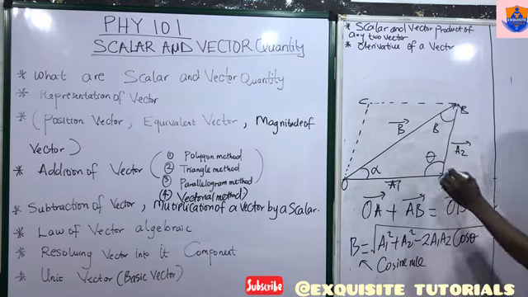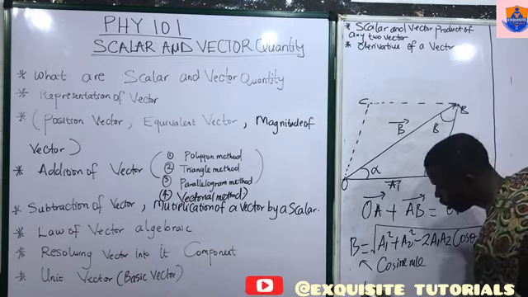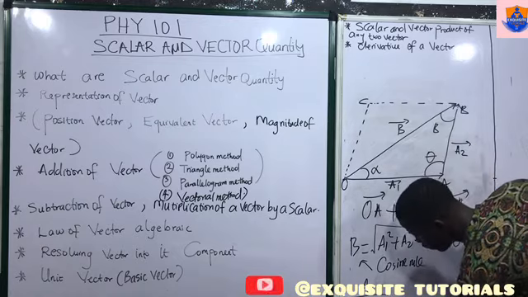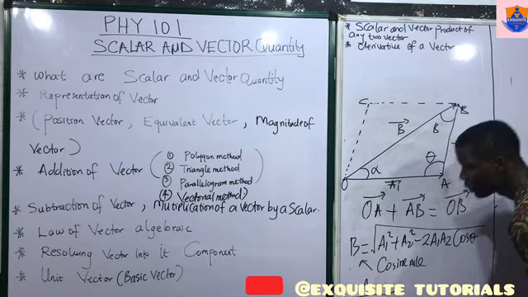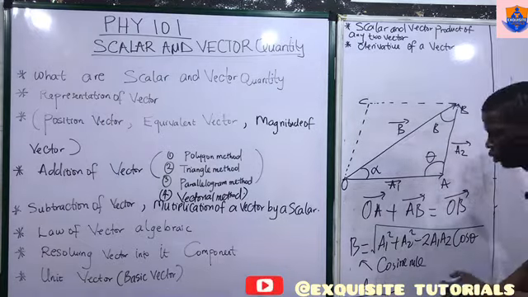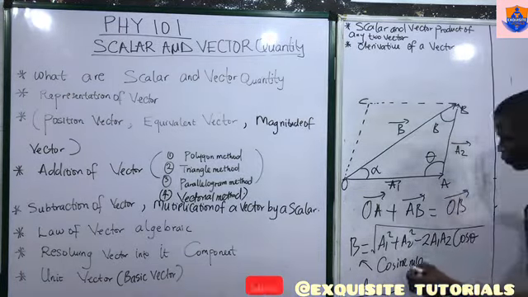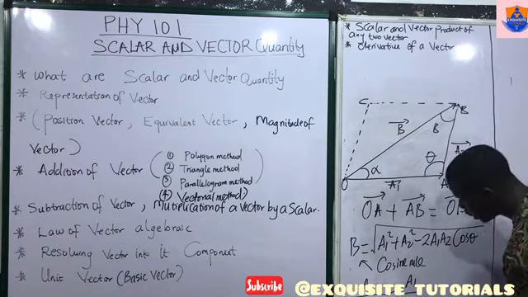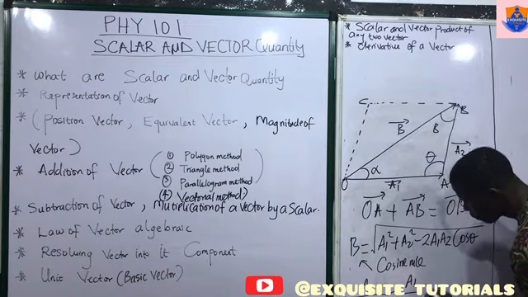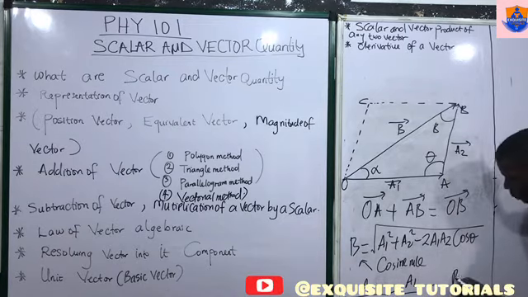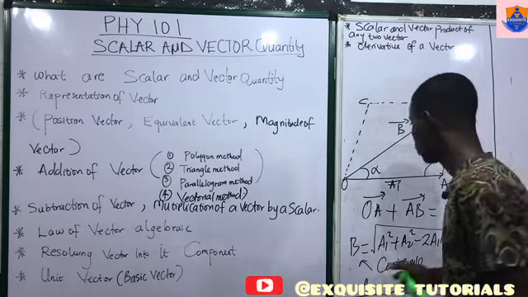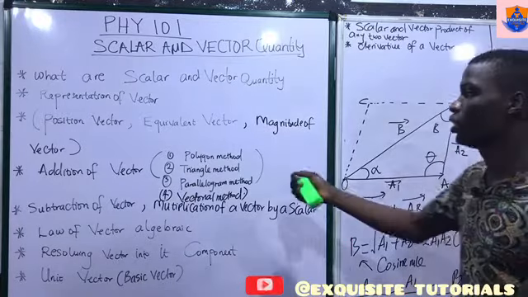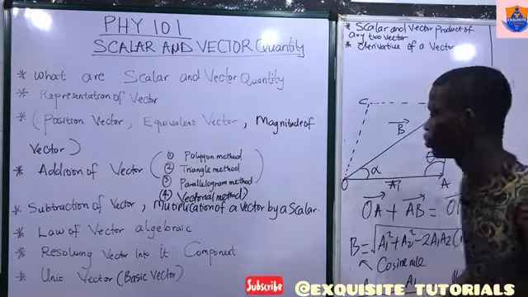Or you can use your sine rule, which is a2 over sine alpha, remember this is the magnitude of the vector, is equal to a1 over sine beta, and is also equal to b over sine theta. So this is the parallelogram method for adding vectors.